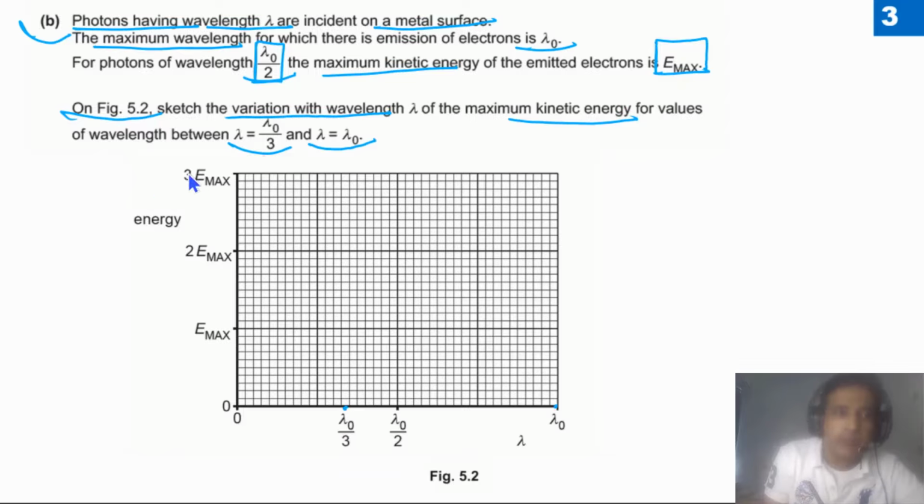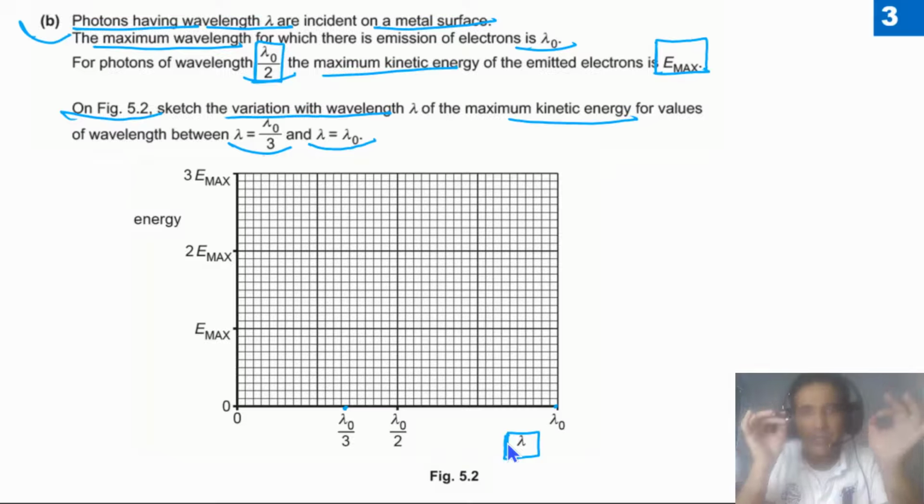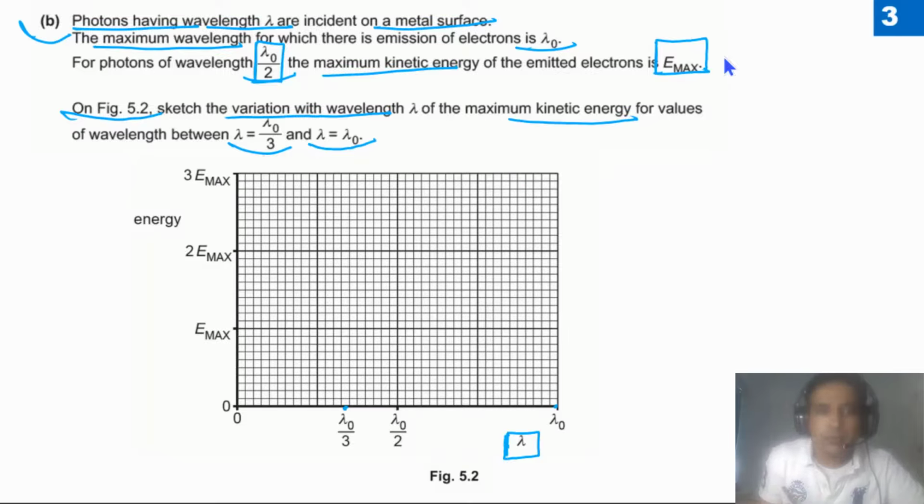For this question we have E max on the y-axis. Again, maximum kinetic energy is on the y-axis, but on the x-axis we have lambda instead of 1 over lambda. So the shape of the graph in this case will not be a straight line. We can start again with the photoelectric effect equation and write down E max.